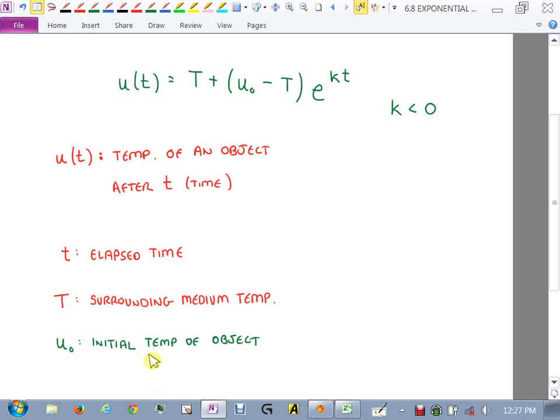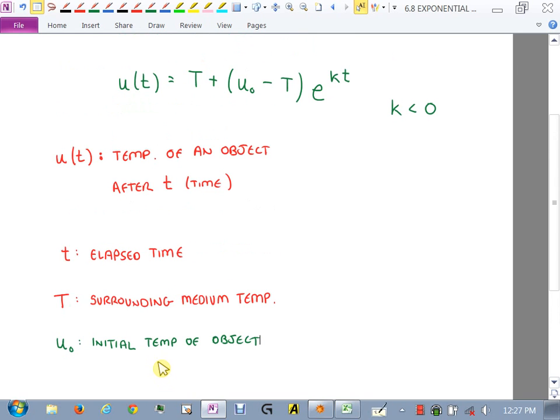Now, this model works good for dead people, but it also works for anything. If I take a block of metal and heat it up to 300 degrees, and I set it in a room that's 74 degrees, I can predict how long it's going to take to cool down. Or if I know it was 300 degrees and now it's 200 degrees, I can tell you how long it's been there. This isn't just for dead bodies, but it works great for dead bodies too. That's more interesting than me talking about a block of metal being heated up, right? Everyone wants to talk about dead people.